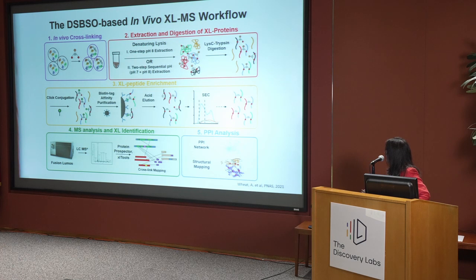So with this kind of linker, we generated a robust in vivo cross-linking platform. As shown here, we can do in-cell cross-linking using the DSBSO cross-linker, and then we extract and digest the cross-linked proteins, and then we enrich the cross-linked peptides, especially the inter-cross-linked peptides, and then we subject them to mass spec analysis to derive the interaction network and also for structure analysis and modeling.